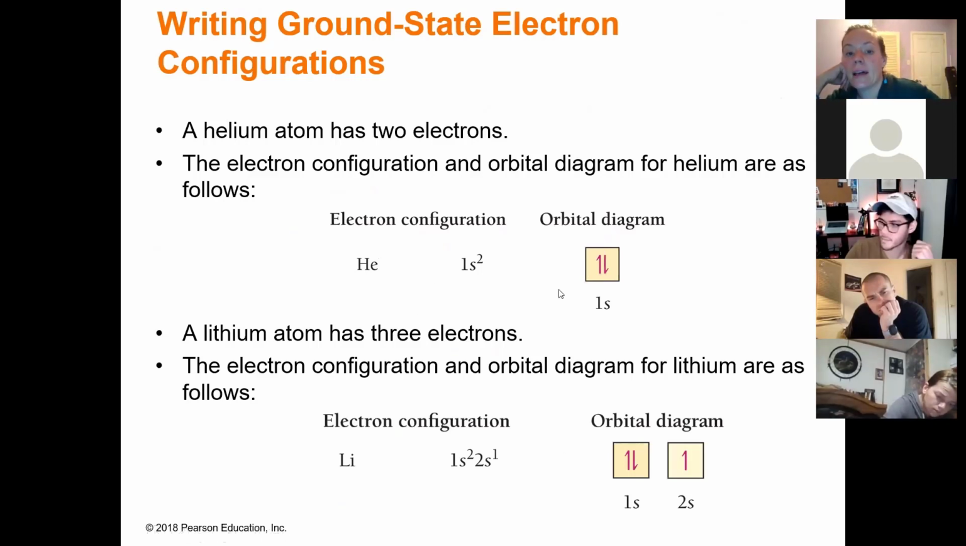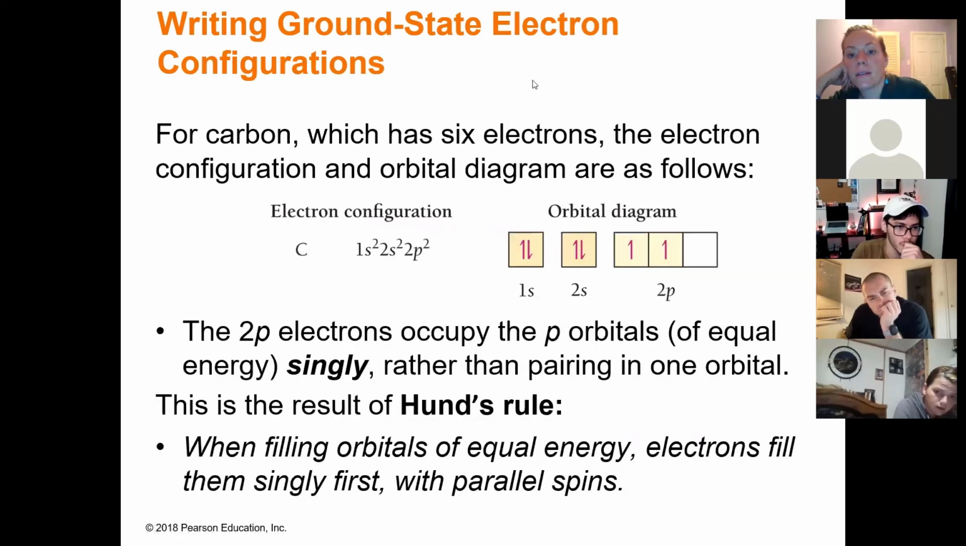Lithium has 3 electrons, so we would fill the 1s. Right? We'd fill it completely, and then we'd put 1 electron in the 2s. It would look like this for its orbital diagram: arrow up, arrow down, and then a single arrow up.